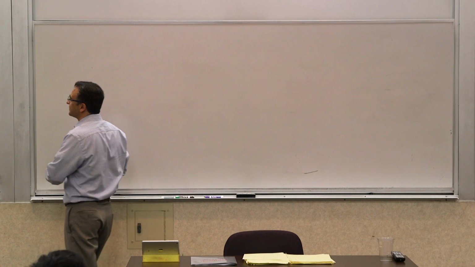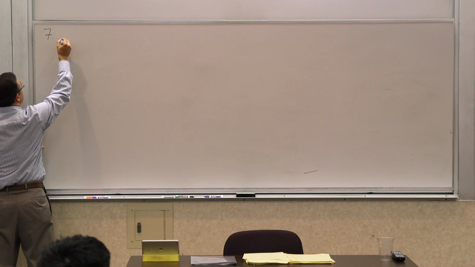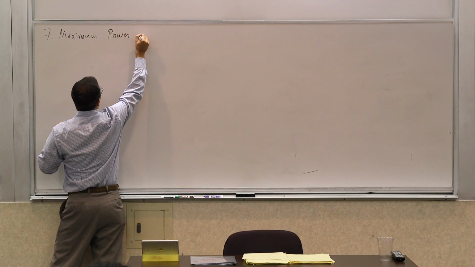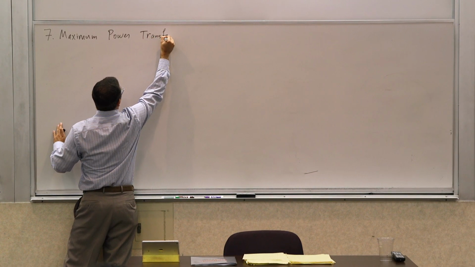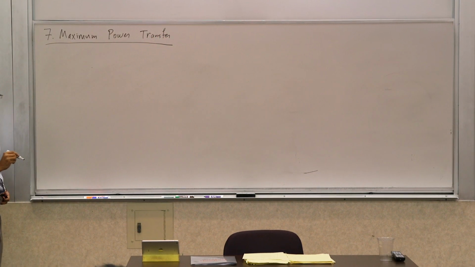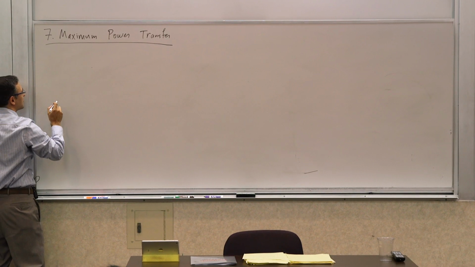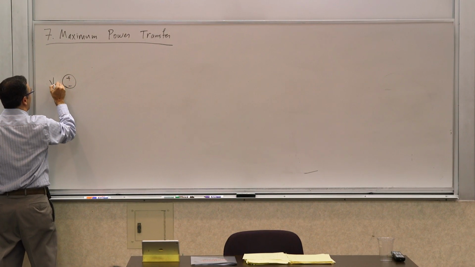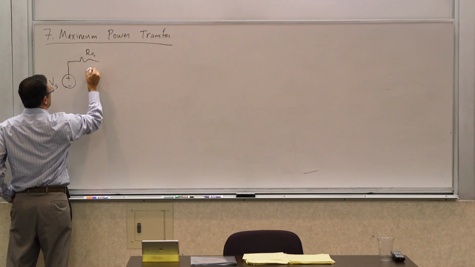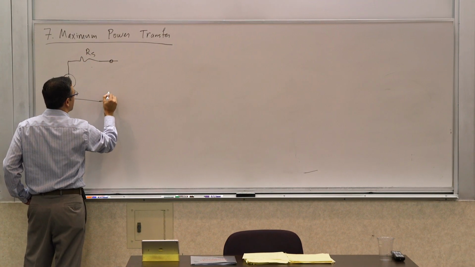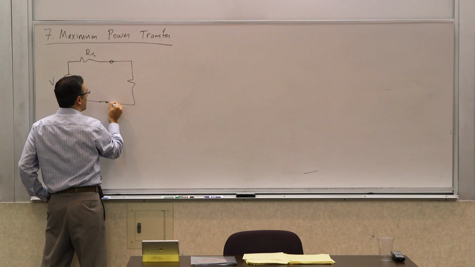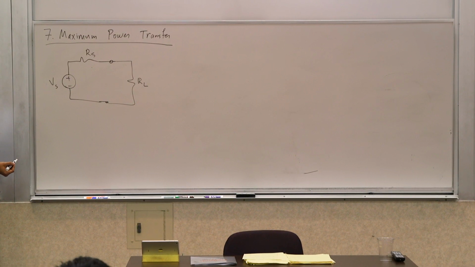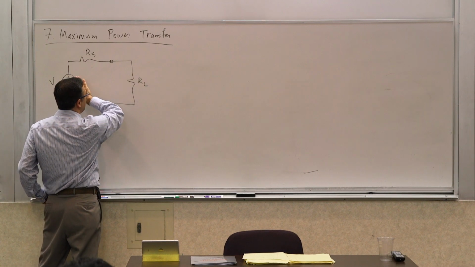So the next theorem we are going to talk about is the maximum power transfer. And this probably you have seen somewhere. But so I'm going to go over it pretty quickly. So let's say you have a voltage source, Vs, that has a resistance Rs. The question is, let's say you want to get most power delivered into this resistor RL. How would you do that? How do you choose RL to get the most power transferred?